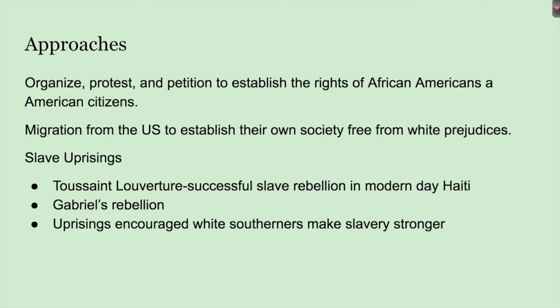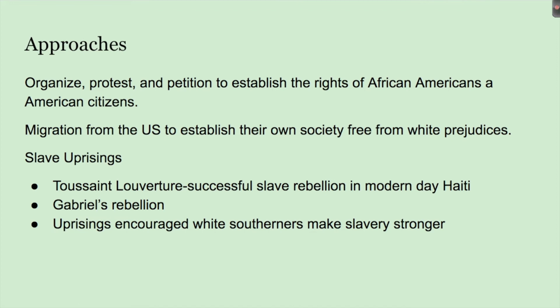We will also see slave uprisings occur in this time. Probably the most famous one is going to be Toussaint Louverture. He leads pretty much the only successful slave rebellion, and this is in modern day Haiti. So this becomes a big piece of inspiration for many slaves that hear about this rebellion.